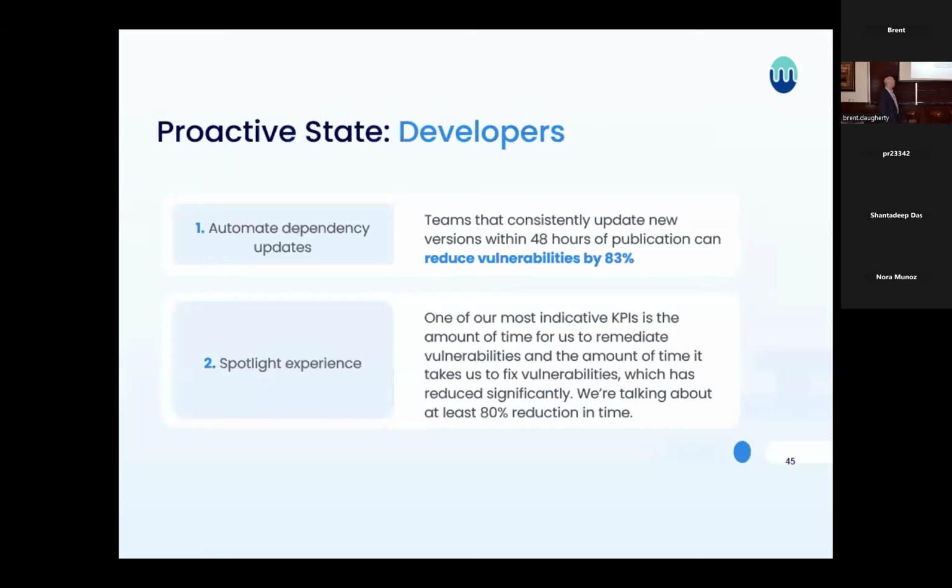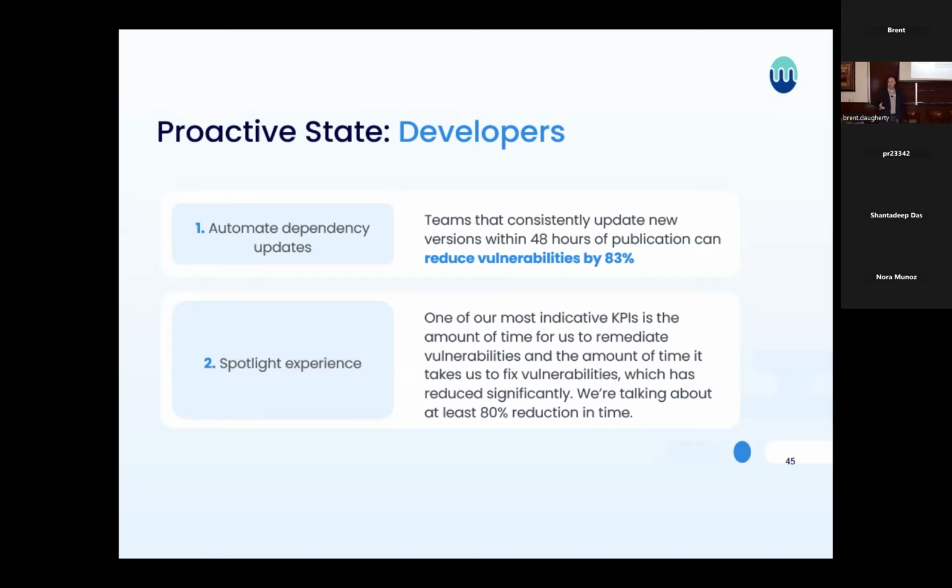Next slide. All right, proactive state. Let's talk developers. So what can we do? Well, you can automate your dependency updates. Well, what does that look like? There are open source tools, and I'm going to hit on Renovate, which is a free one that's out there. It's free to use, free to download. It's a community edition. And the beautiful thing about it is, it's just one of many tools.